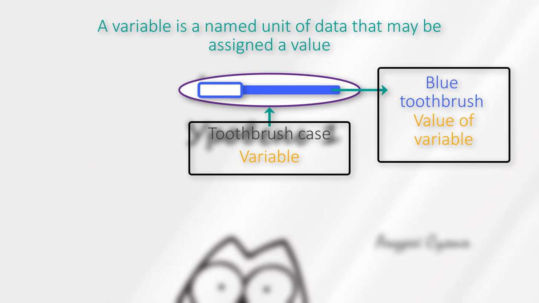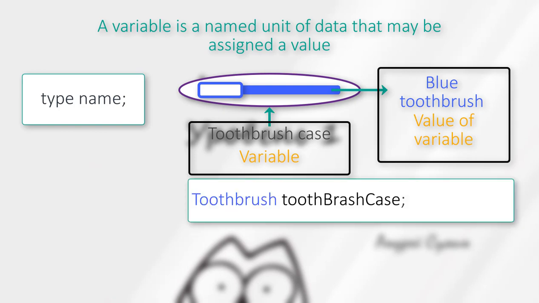Before a new variable in Java is declared, you must first specify the data type which it will store. Type the name of the variable and a semicolon. In our example, it would look like that. The toothbrush, which is the type of the data, will be stored in the variable, the toothbrush case, which is the name of the variable, and a semicolon.